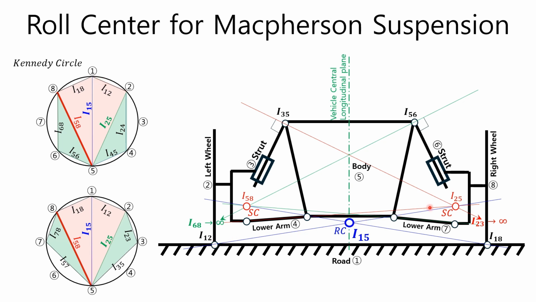As with the double A-arm suspension above, the roll center of the Macpherson suspension, which has relatively little body roll and is symmetrical left and right, is located above the vehicle's central longitudinal section.